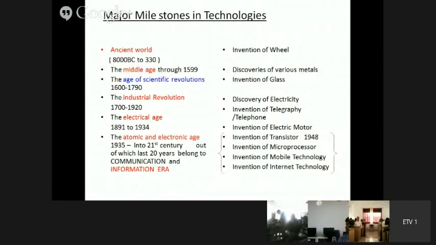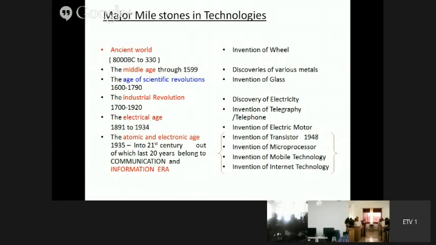If you see the ancient world, what are the examples? The invention of the wheel goes in the ancient world. Then came the discoveries of various metals. Then came the age of scientific revolutions, 1600 to 1790, when the invention of glass took place. That was a very important invention. Then followed the Industrial Revolution, 1700 to 1920, with the discovery of electricity. It was the turning point. Then the innovation of telegraphy and telephones. This was the electrical age, 1891 to 1934.